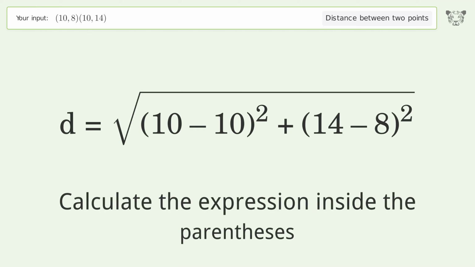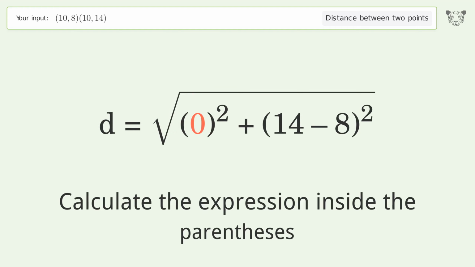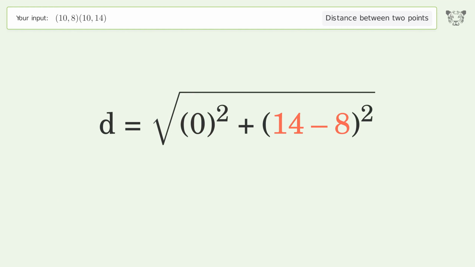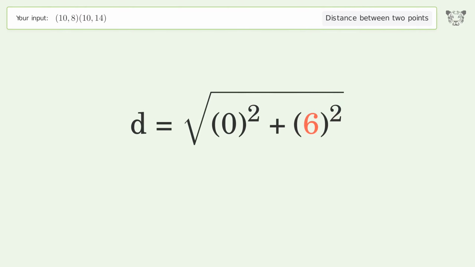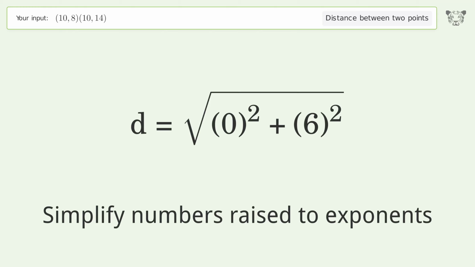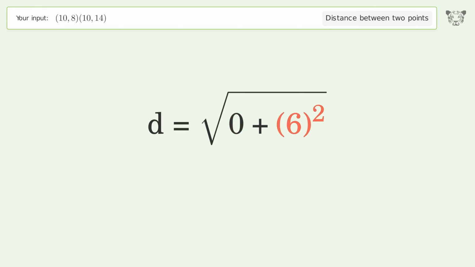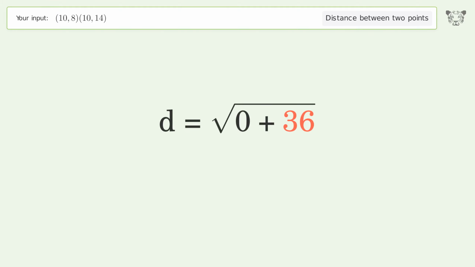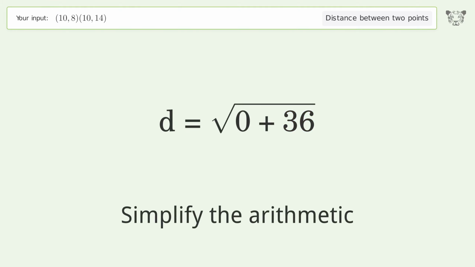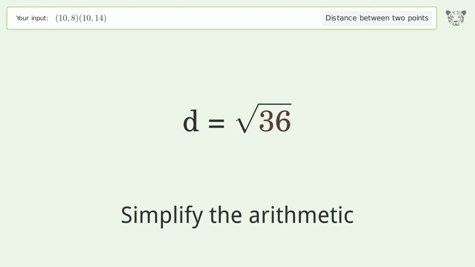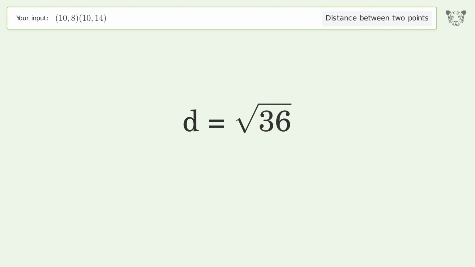Calculate the expression inside the parentheses. Simplify numbers raised to exponents. Simplify the arithmetic. And so the distance between the 2 points is the square root of 36, or 6.